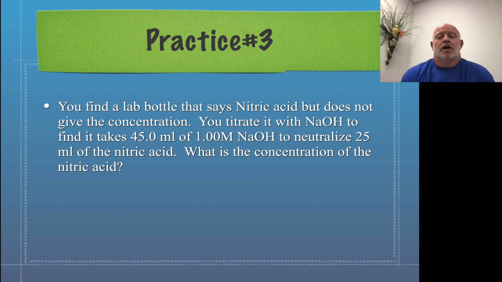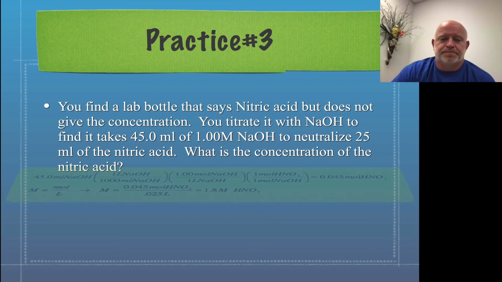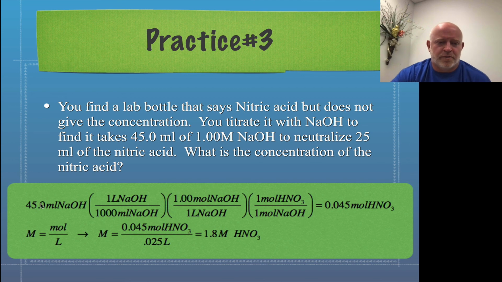Practice number 3. Again, pause the video, read through the problem, solve it, and then unpause it when it comes time to get an answer. Okay, so here we go. In this case, we have our milliliters. We're converting to the moles of our nitric acid using the stoichiometry. We know that it took 0.25 liters of that acid. So to find the molarity, or our moles per liter, we get 1.8 molar.